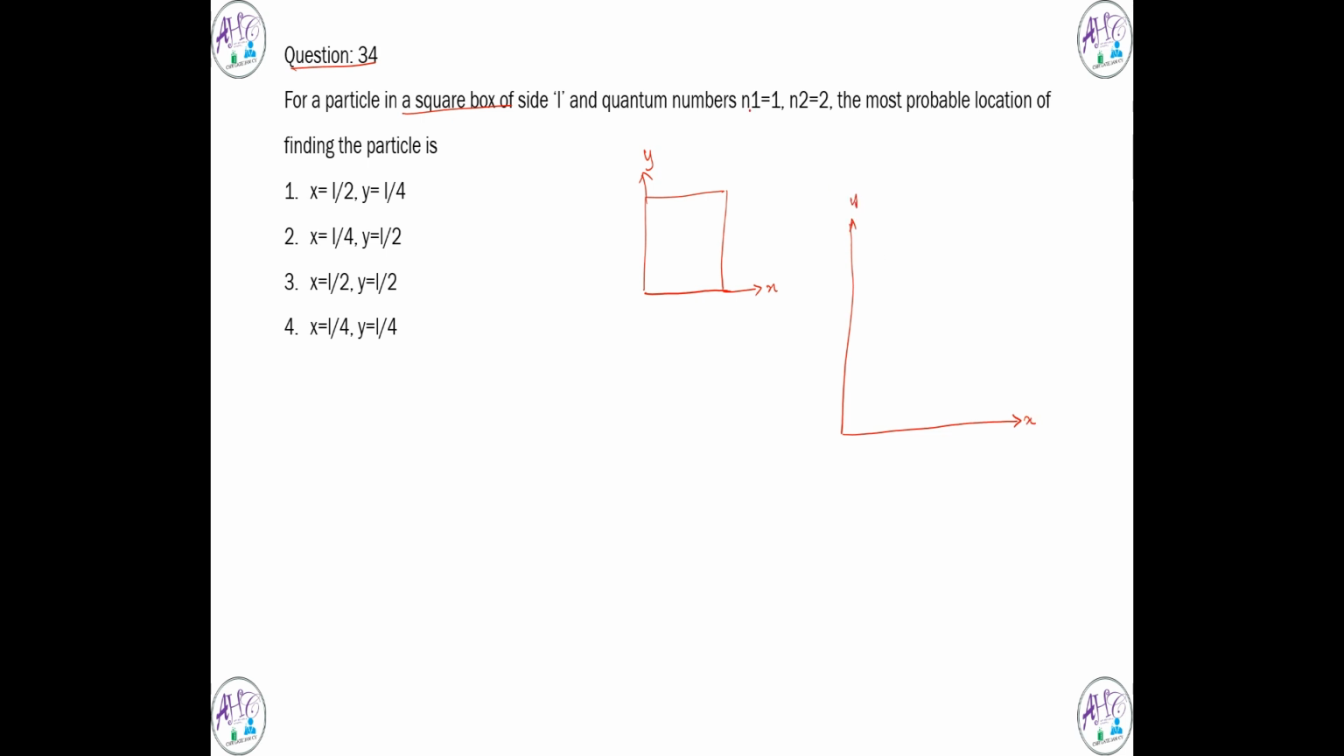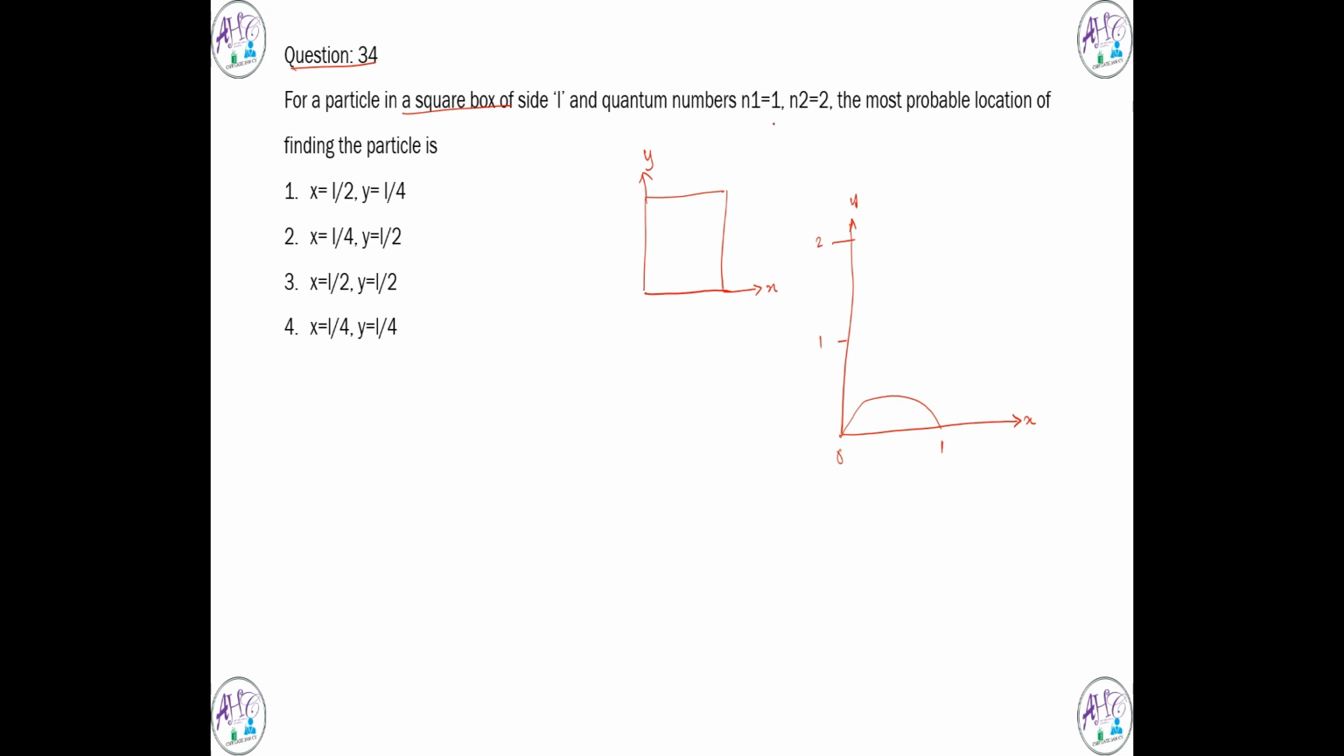They have said n1 equal to 1, which means that we are going to have n1 value equal to 1. So either it can be the x-axis or the y-axis. If I take it as the x-axis, this is going to be like this. This is your n1 equal to 1. Okay, so this is going to be value 0 to 1. So this is going to be n2 equal to 2. So n2 can be here 1 and 2.